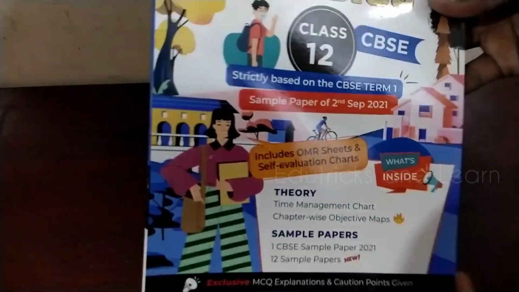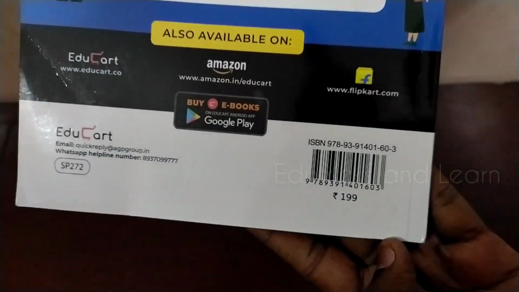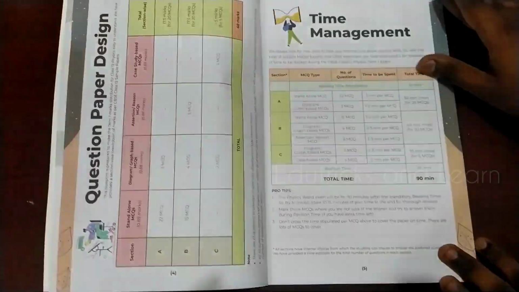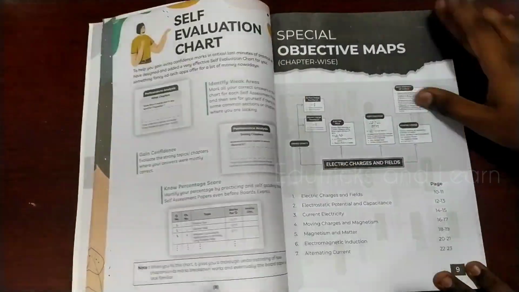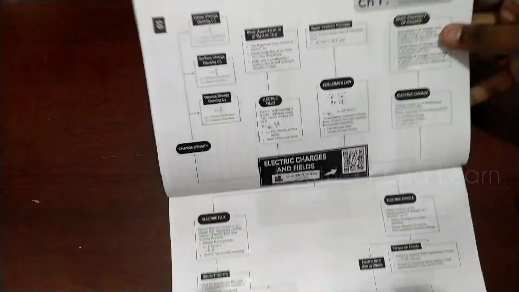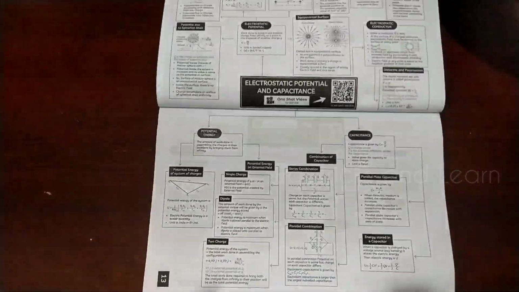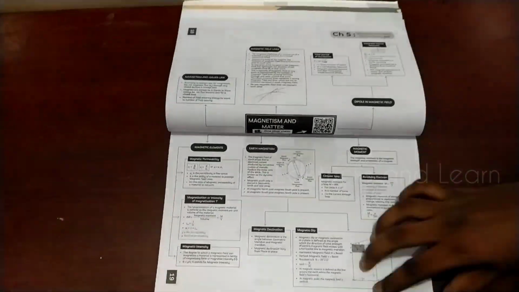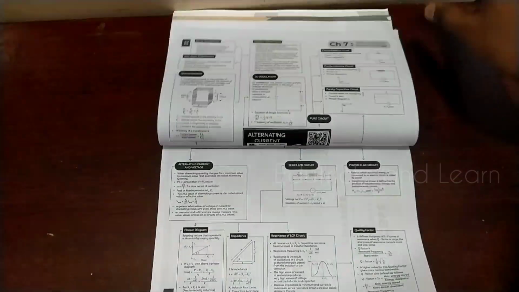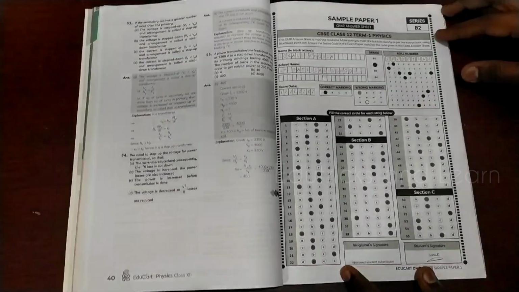The physics book is also in the same model, at a sufficient rate only. Same important tips and time management. Here they have given the objective maps, because this year the exam is objective only, right? So they have given the objective maps. The summary is very objective, a one word summary, likewise they have given. And they have given the Term 1 sample paper officially released by CBSE, the solved sample paper. And at last, same as English, they have given the OMR solved sample paper.